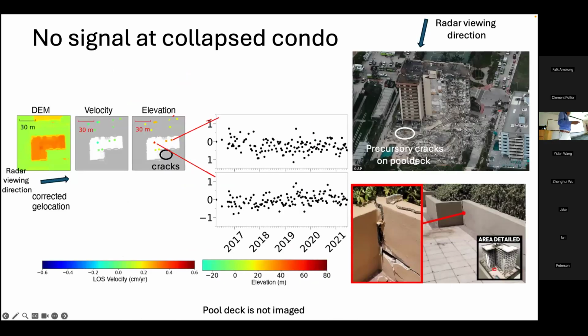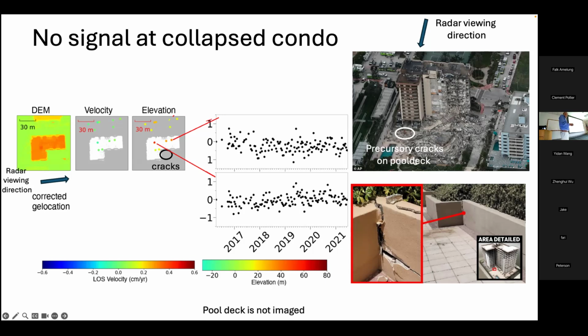Okay. Another question was, what about the collapsed condo? We have a few pixels right on top of the condo, on top of the roof, and it doesn't show much of a signal. Essentially, it doesn't show any signal. So there was no subsidence going on in the years before. We thought we might be able to see some precursory deformation just a couple of days or weeks before, but we don't see it either.